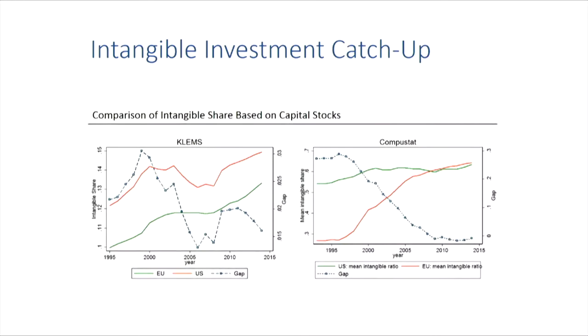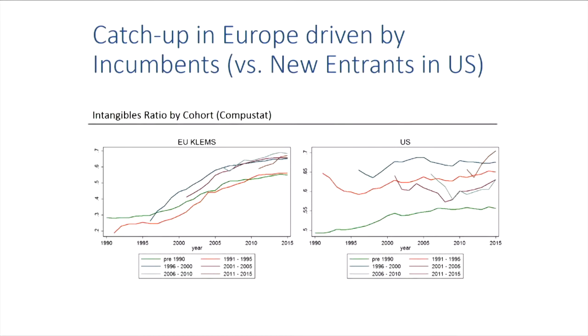Which one to believe? Honestly, it's somewhere in between, I really believe that. I think these guys are too optimistic, these guys are too pessimistic because of the depreciation rates. I think we're somewhere in between. So we are closing the gap in terms of intangible investment with the US. But the thing that's amazing is how we do it, actually. So this one takes 1 minute to explain because there is lots of information, okay? But that's a really cool picture, you really understand it.